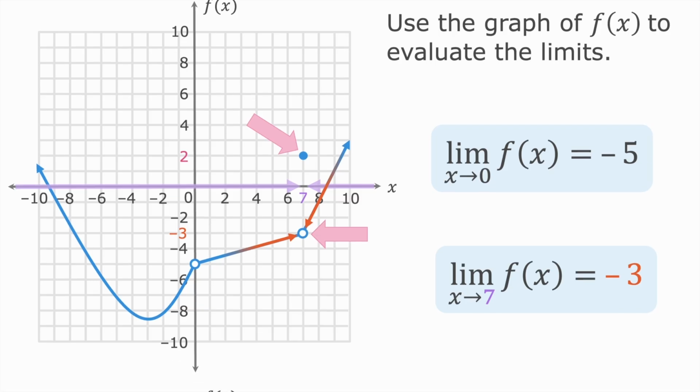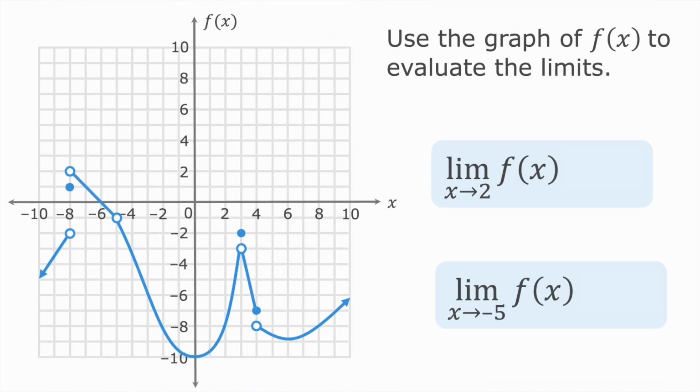Nice work! Let's evaluate the limit of f of x as x approaches 2. Looking at the graph, we can see that the function approaches -8 as x approaches 2. So the limit is equal to -8. Now let's evaluate the limit of f of x as x approaches -5 on this same graph. As x approaches -5, the function approaches -1. So the limit is equal to -1.